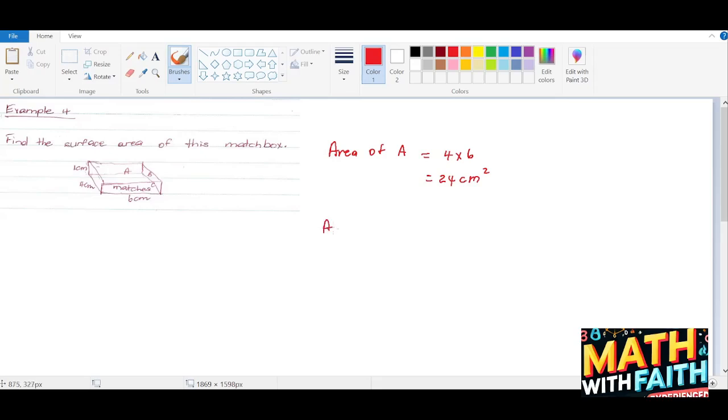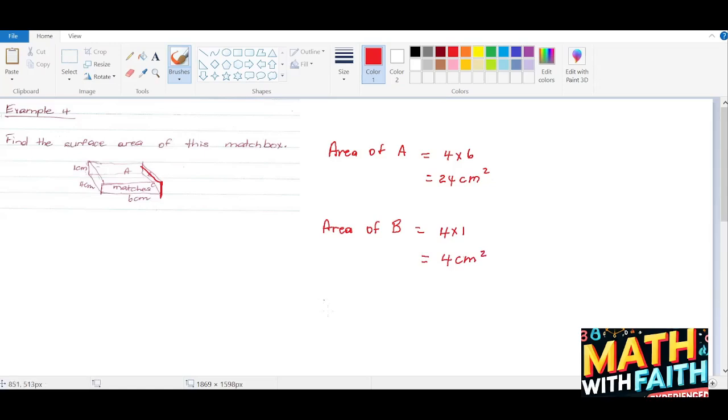Let's find the area of B. So the B would be the two sides, and that's this here. So that will be 4 centimeters and vertically 1 centimeter. So 4 by 1, length by breadth, which is 4 centimeters squared.